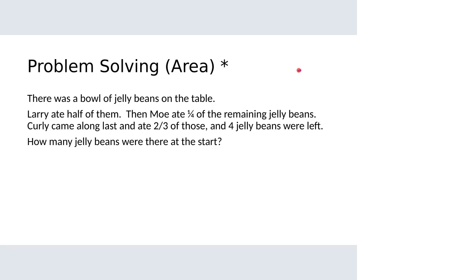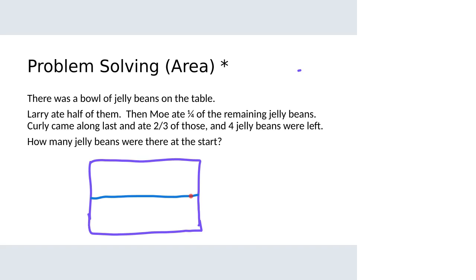The idea here is there's a bowl of jelly beans on the table. Larry ate half, Mo ate 1/4 of what remained, and Curly came along and ate 2/3 of those, and there were 4 left. How many jelly beans at the start? So what I'm going to do is start with my bowl of jelly beans, but I'm going to draw it like a rectangle. And then Larry ate half of them. So the first thing that happened is I'm going to cut this in half, and Larry ate those.